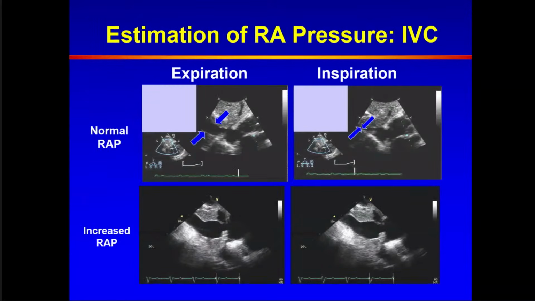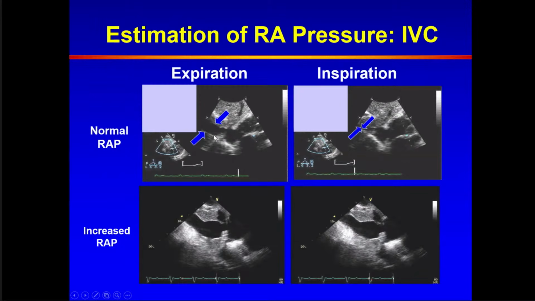So now we talked about PA pressures, and you saw that the RA pressure is an integral part of this. IVC size and how it behaves with inspiration is needed to assess RA pressure. Ideally, it's measured at 1 to 2 centimeters from its junction with the right atrium. And also you want to measure that change in diameter perpendicular to the long axis of the IVC.